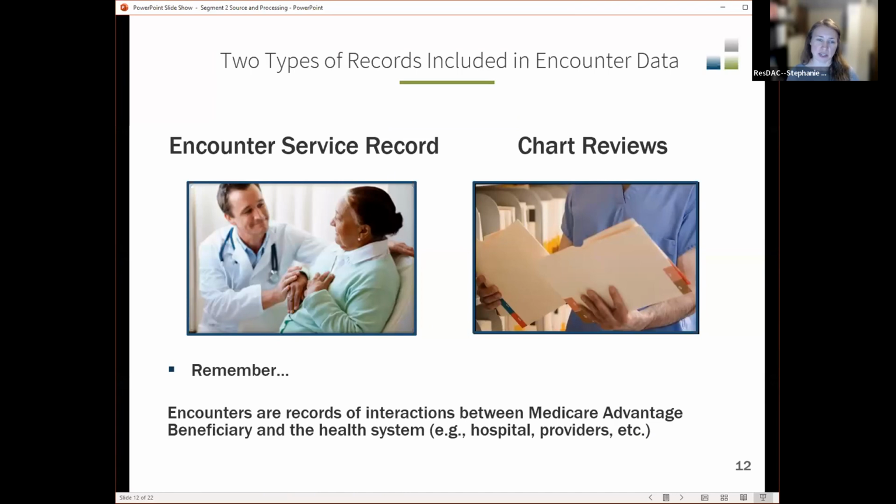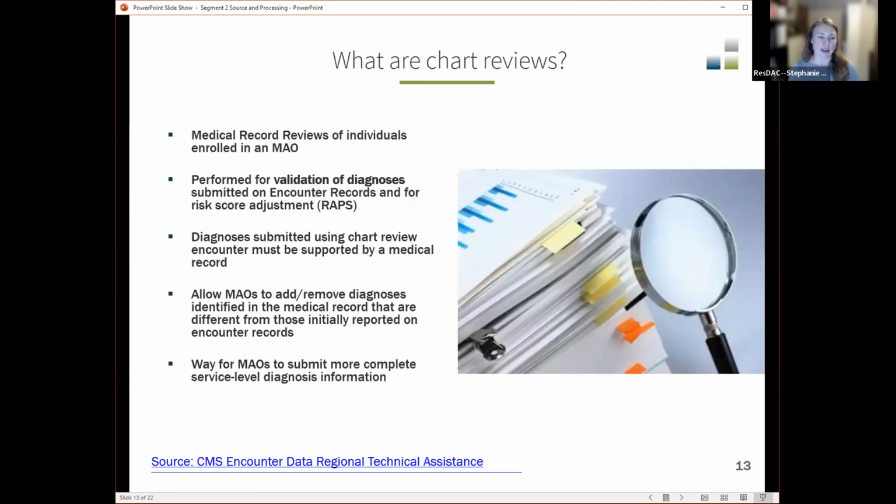And then there are chart review records. So chart review records are medical record reviews of individuals that might be enrolled in a managed care organization. They're performed for validation of diagnoses to make sure that an accurate count of diagnoses and accurate diagnoses are getting put into the risk adjustment system. They're submitted using the chart review encounter record, but it's going to look the same in terms of the fields associated, looks the same as these service records. Becky will be talking about how you can kind of identify these in the data.